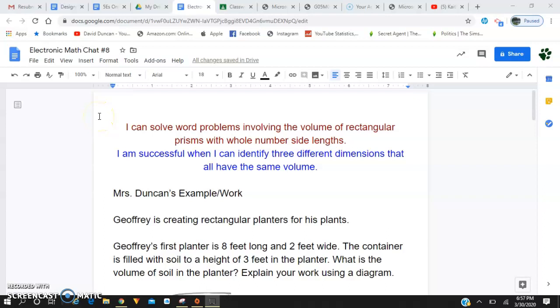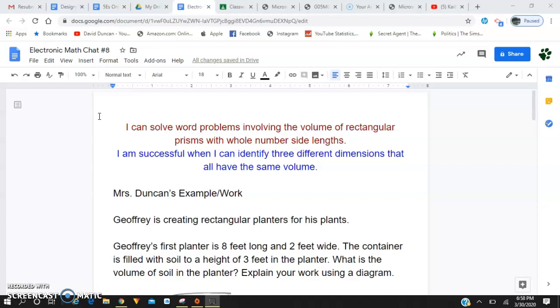All right, fifth graders, this is our electronic math chat number 8. Again, we're revisiting volume, and we've been exploring how to identify the volume of two or more irregular, non-overlapping right rectangular prisms. We've worked on identifying volume when just given area and the height.